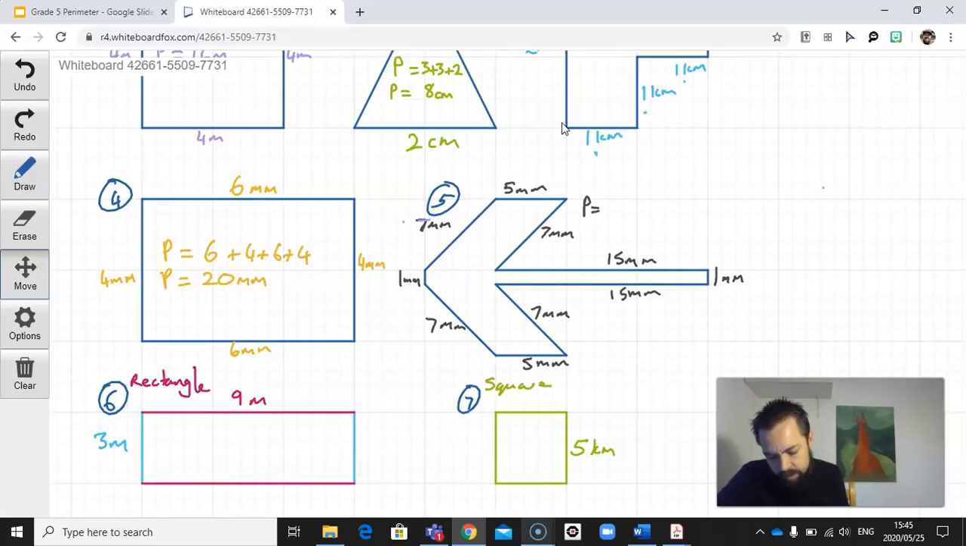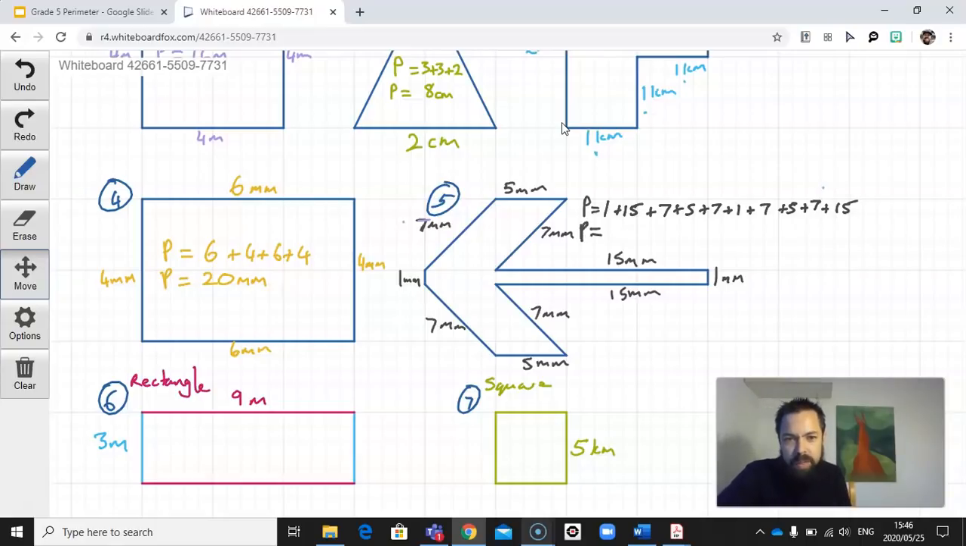Right, adding them together, I'm going to start at this end here, because I can see it's the end, and then I'm going to go clockwise. 1 plus 15 plus 7 plus 5 plus 7 plus 1 plus 7 plus 5 plus 7 plus 15.